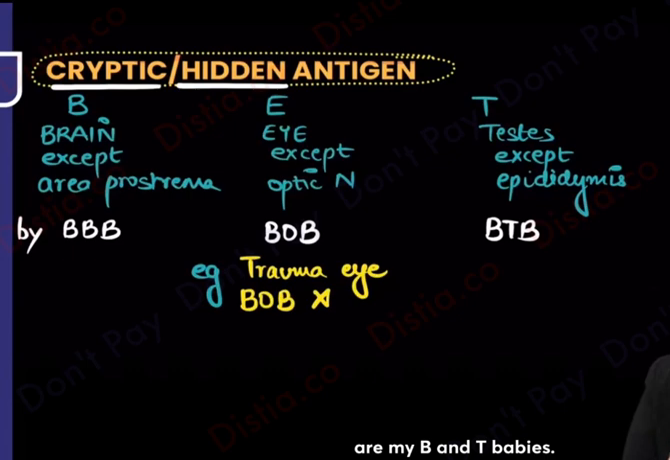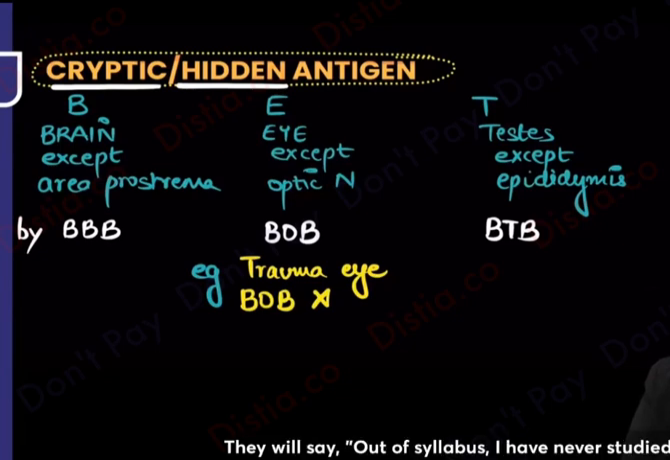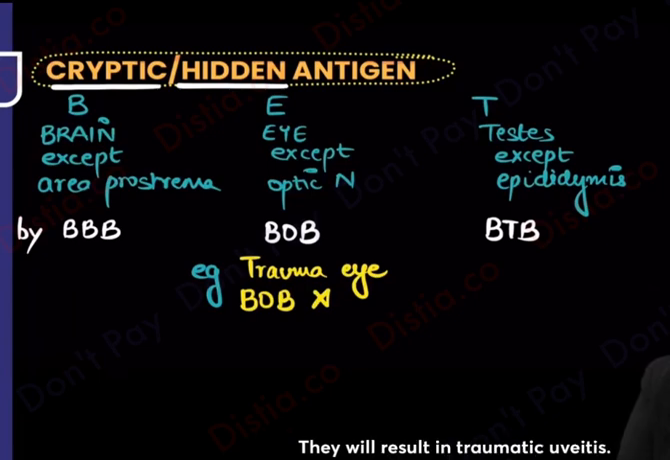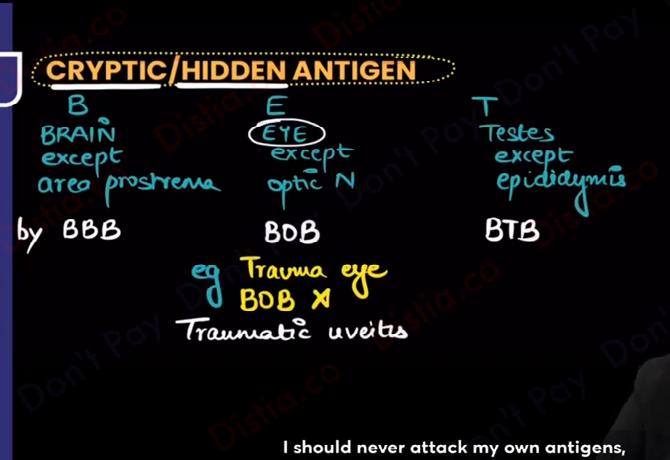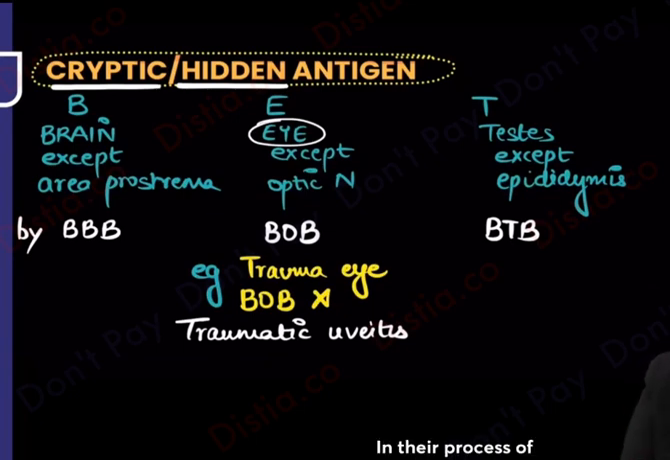Are my B and T babies used to seeing these out of syllabus questions? No. What are they going to do? They are going to start attacking these antigens. They will say out of syllabus, I have never studied. They will create a big hue and cry out of it. They will result in traumatic uveitis. They will go and start attacking. Ideally, these are my own antigens. I should never attack my own antigens, but I'm still attacking my own antigens because I never taught my B and T cells in their process of central tolerance and peripheral tolerance. I never taught them that this is also present in your body.